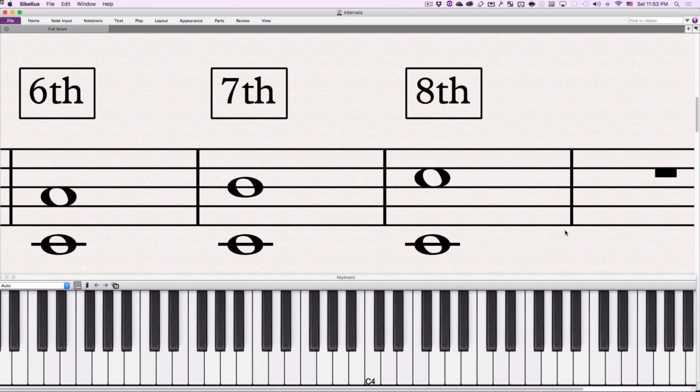So that's the size of an interval, but typically we talk about more than just the size of the interval. We also talk about something called quality. Quality ends up being the amount of particular half steps we're using, and we have a lot of kind of complex names for those. So we'll look at those next.